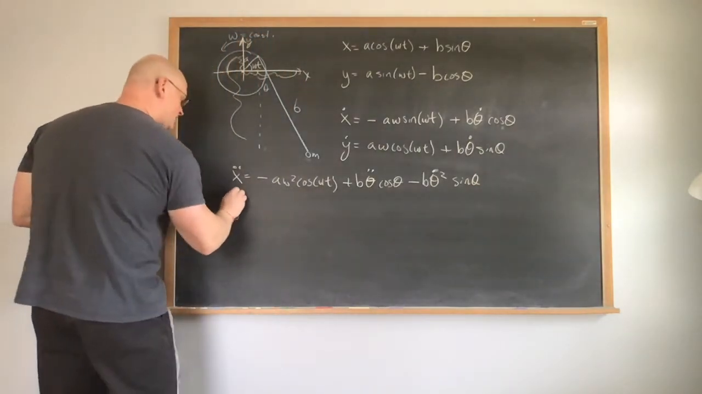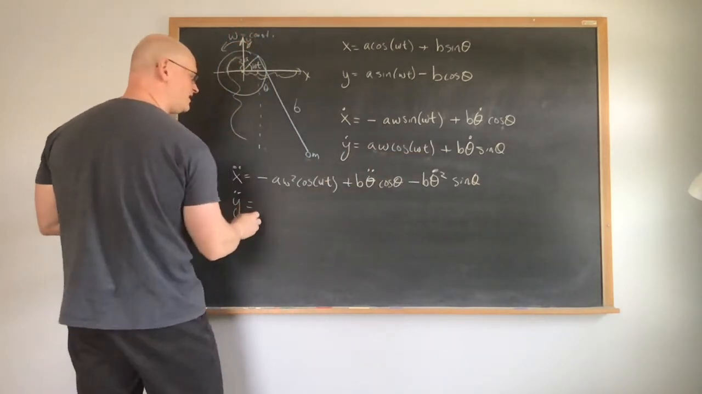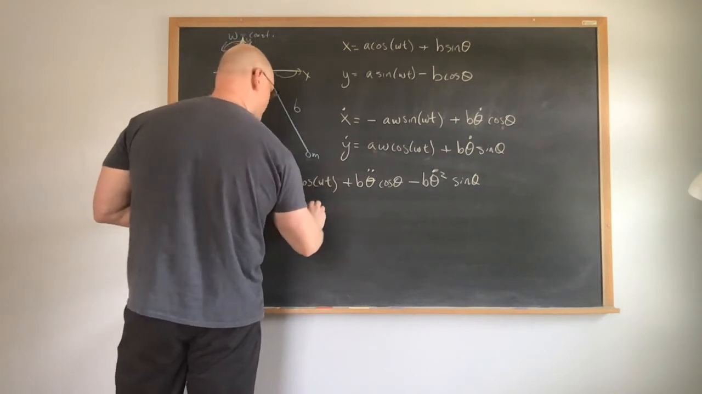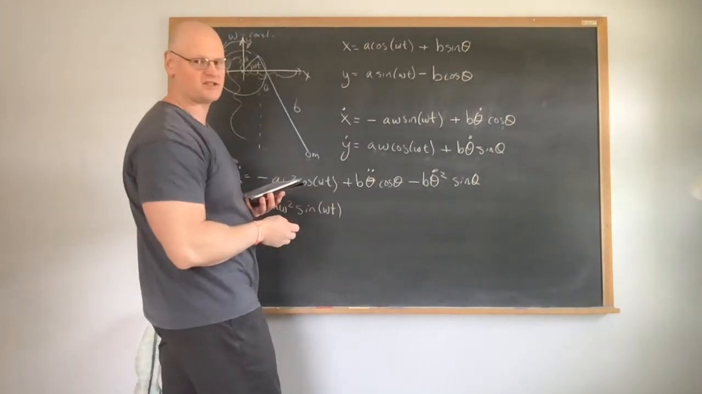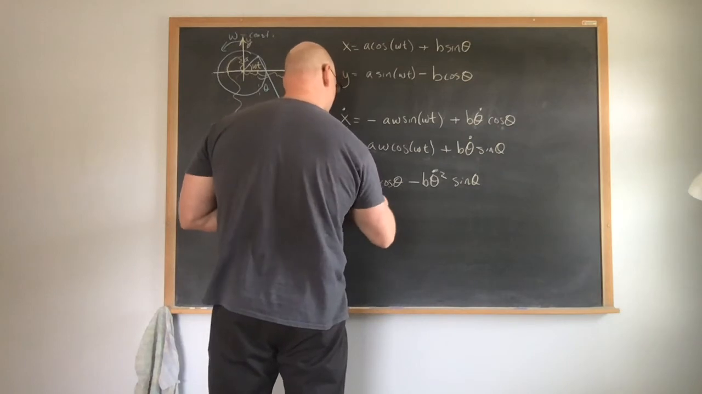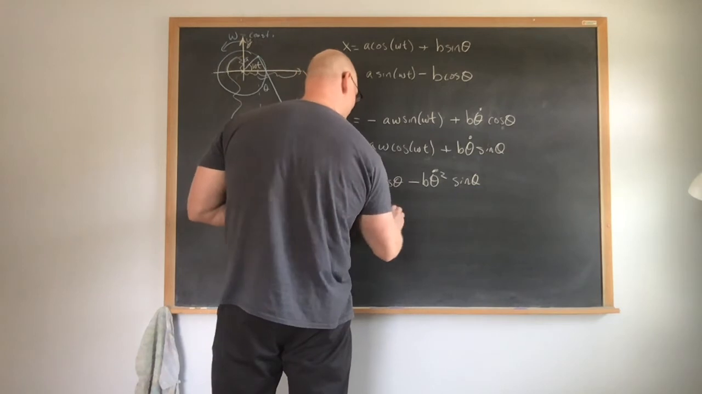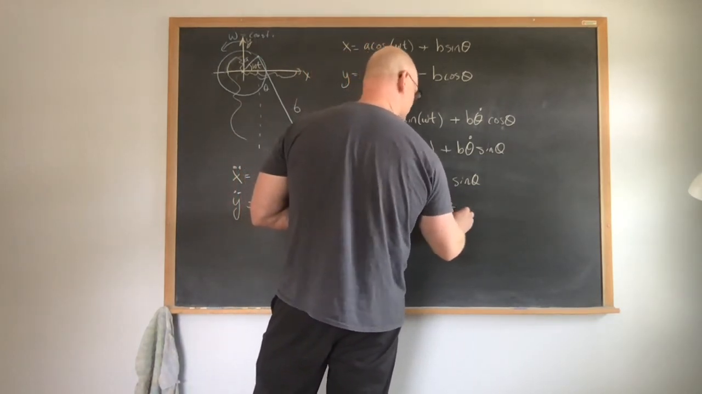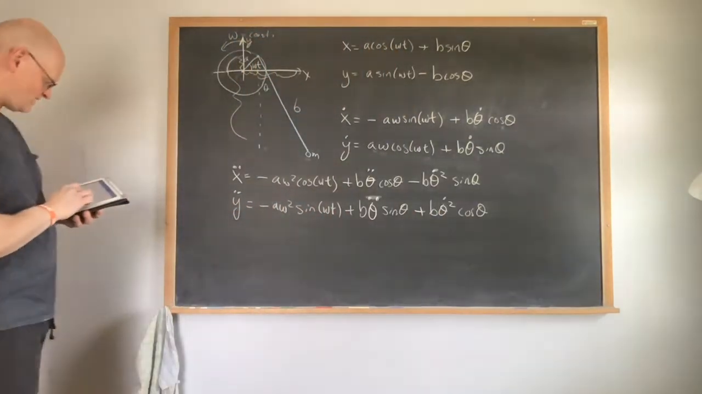And then finally y double dot. So again, everything here is constant except for the sine, so I'm going to get a negative a omega squared sine omega t. And again, here I have a product of two functions. Okay. So I get a plus b theta double dot times sine of theta plus b times theta dot squared times then cosine of theta. Right?